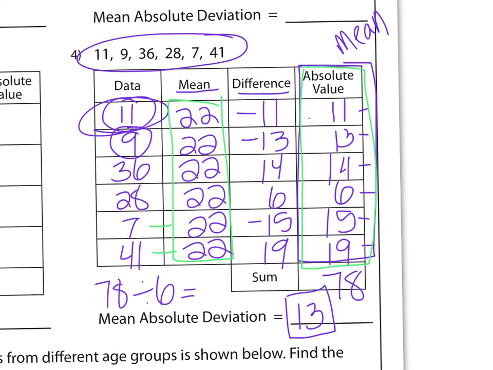To find the average, we add all the numbers up and then divide by the number of values. We used 6 data points, so I took that 78 and divided by 6. So our mean absolute deviation is 13.